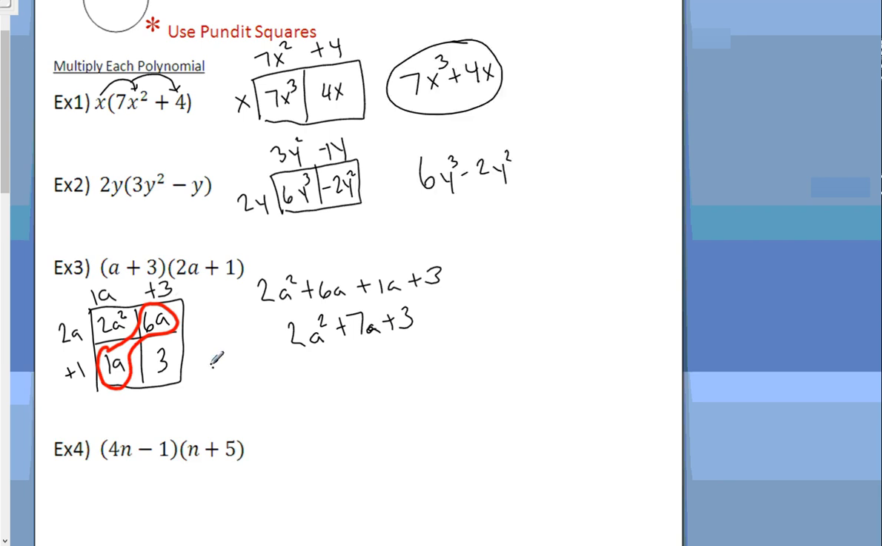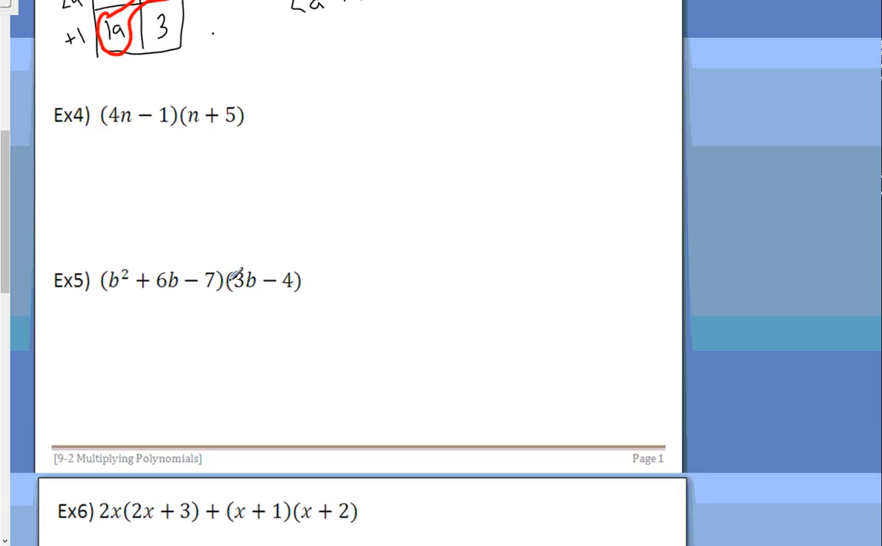All right, example 4. 2 chunks by 2 chunks. That means I'm going to make a 2 by 2. This is 4n minus 1. This is n plus 5. Put the 1 there if you want. 1n times 4n is 4n squared. 1n times negative 1 is negative 1n. 5 times 4n is 20n. 5 times negative 1 is negative 5.